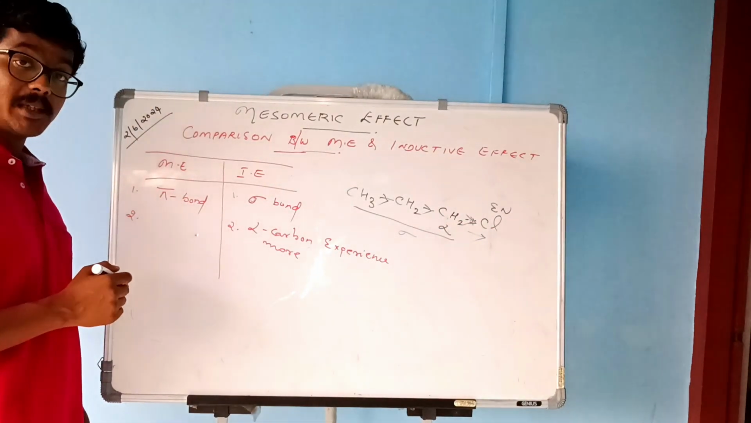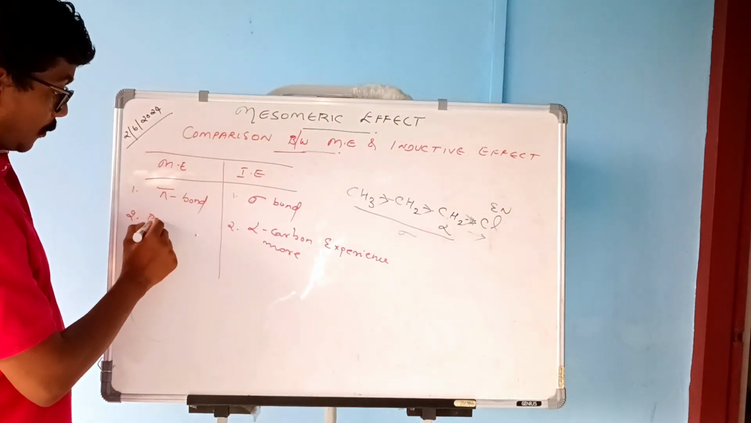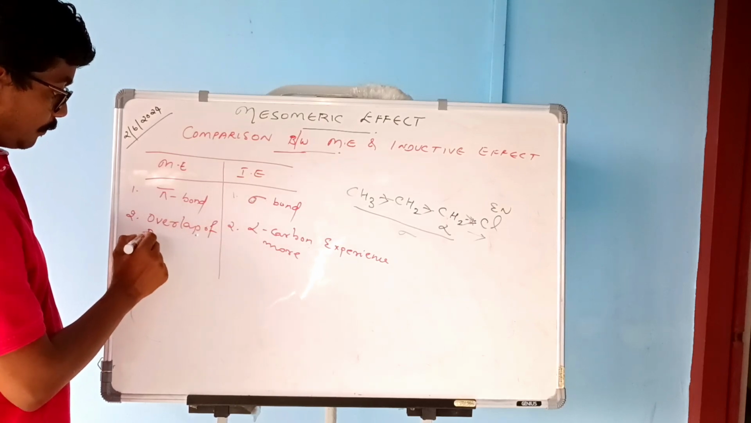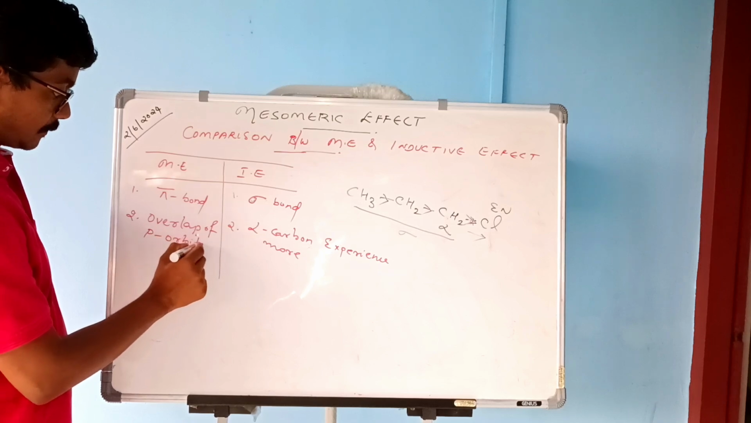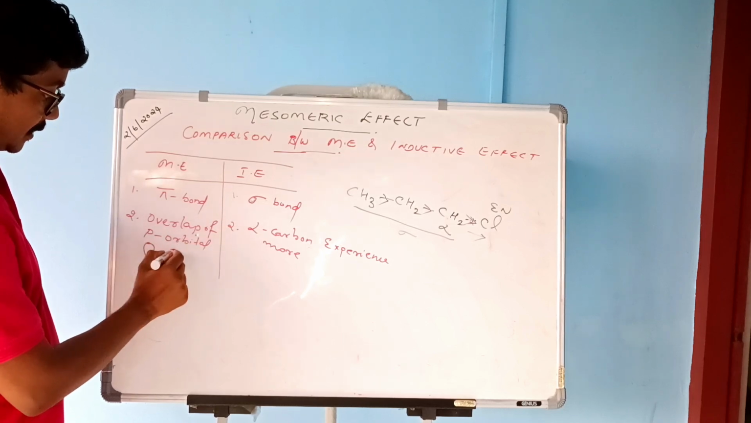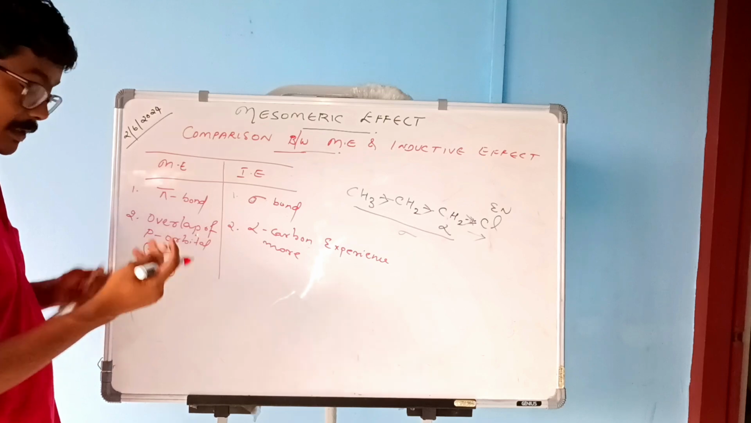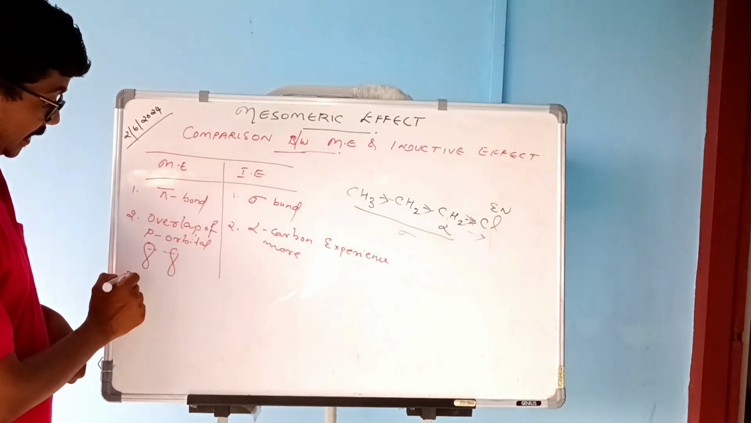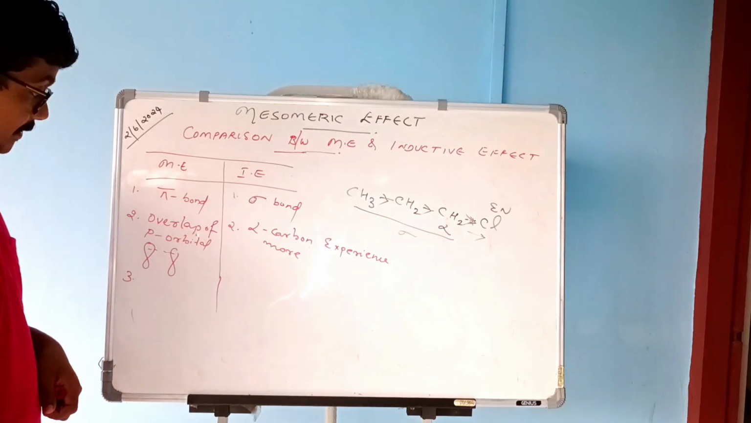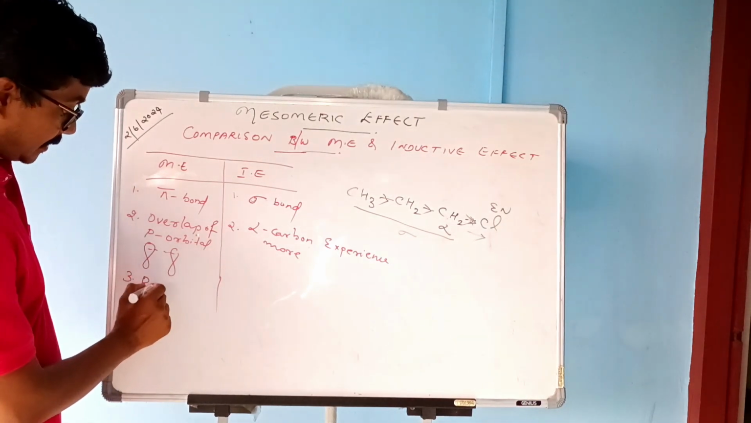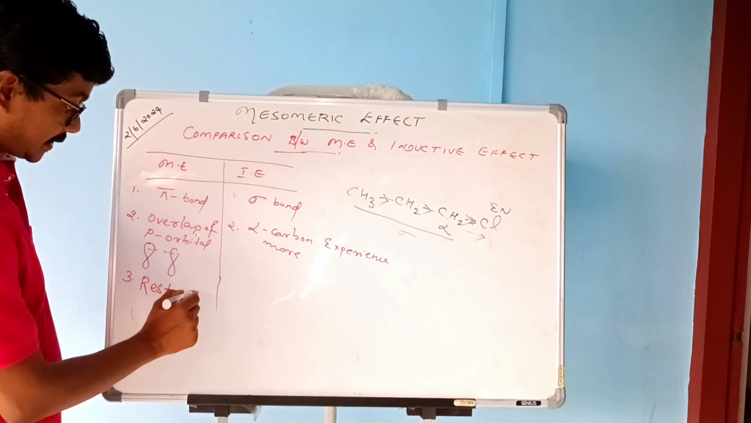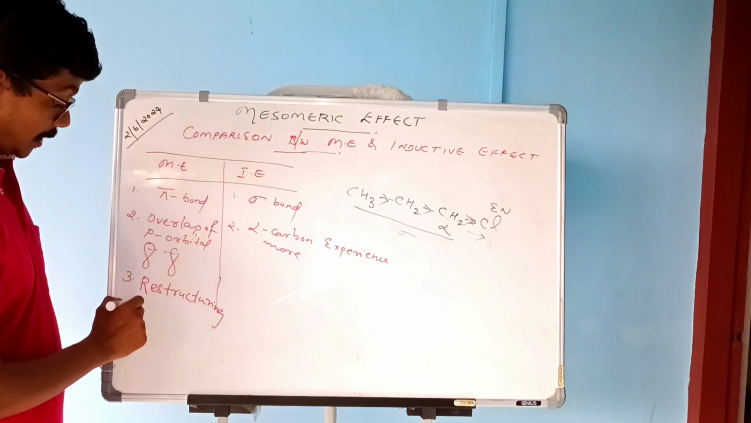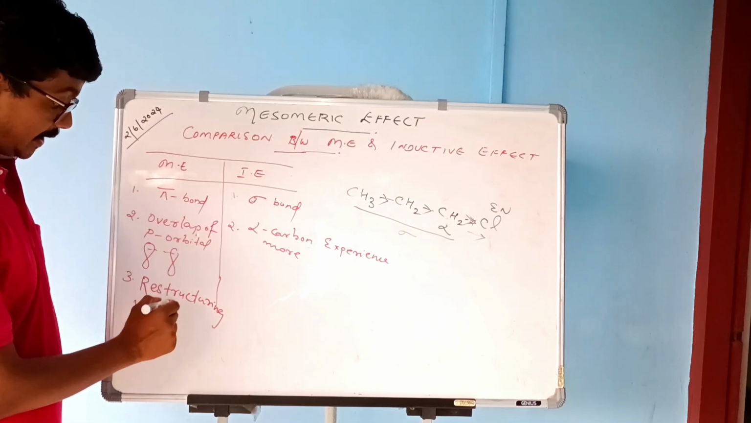But what about the mesomeric effect? This is due to the overlap of p orbitals. Overlap of p orbitals means these are the two p orbitals. They overlap, and as a result, a pi bond is formed, right? And the third condition is that restructuring happens in the mesomeric effect. How? Restructuring via delocalization.